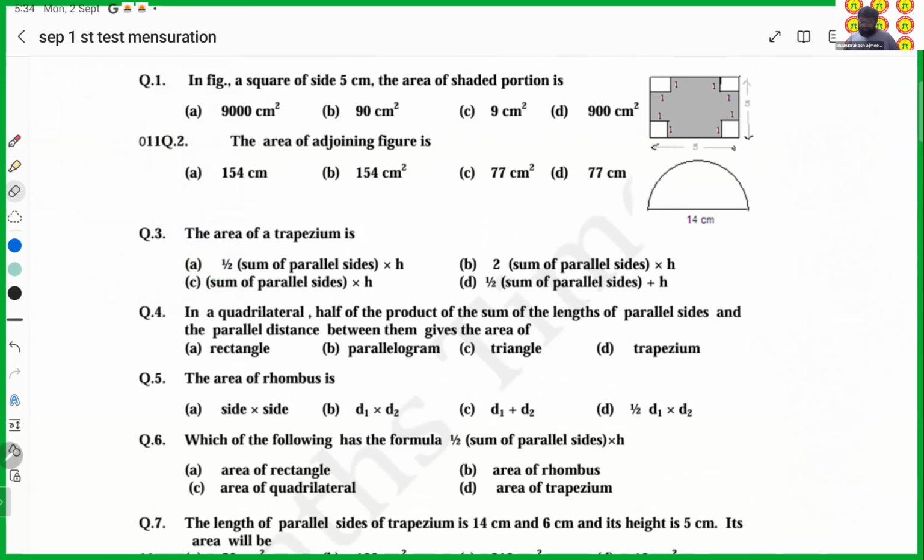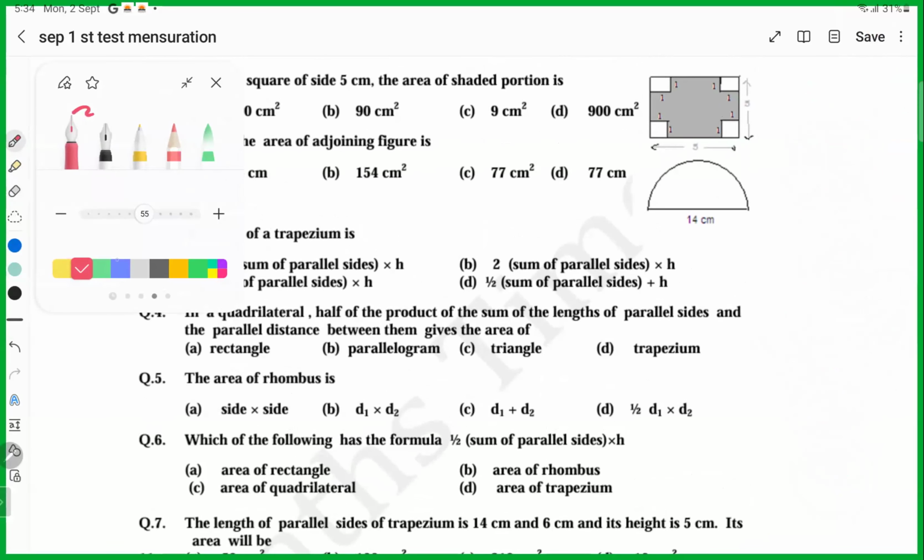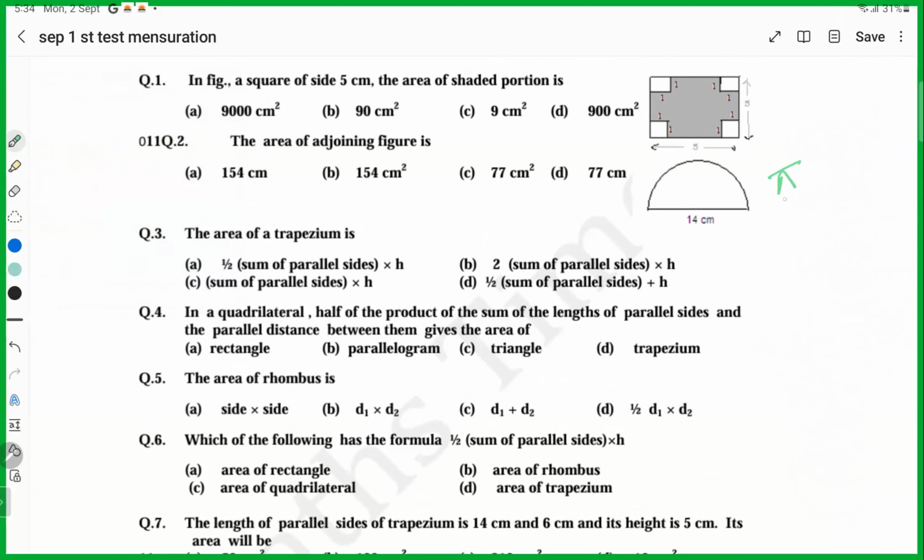So what will be the answer for this? 77 centimeter square, sir. Yes, C, sir. Oh, pi by 2 r square. I did it correctly. How could it be pi by 4? Pi r square is for the full circle, right? Then pi by 2 r square will be for the half circle. So this will be 22 by 7 into 1 by 2 into 7 into 7. 7 will get cancelled. 11 into 7 is 77 centimeter square.